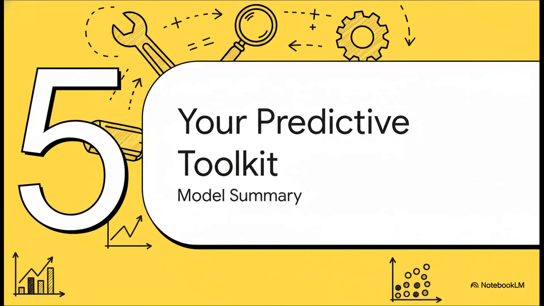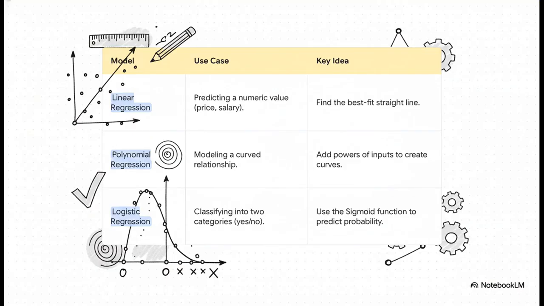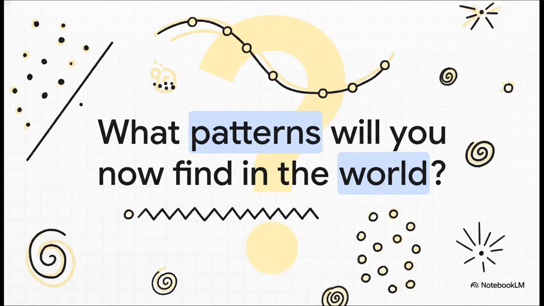And just like that, you've been equipped with 3 of the most foundational tools for making predictions with data. So let's take a quick look at the awesome toolkit you've just put together. So here it is, your toolkit at a glance. When you need to predict a number, your go-to starting point is linear regression. If you spot a curve in the data, you can upgrade to polynomial regression to handle it. And if your problem isn't about numbers at all, but about sorting things into yes or no buckets, you now have the perfect tool for that job, logistic regression. These 3 models, they are truly the bedrock of so much of our modern data-driven world.